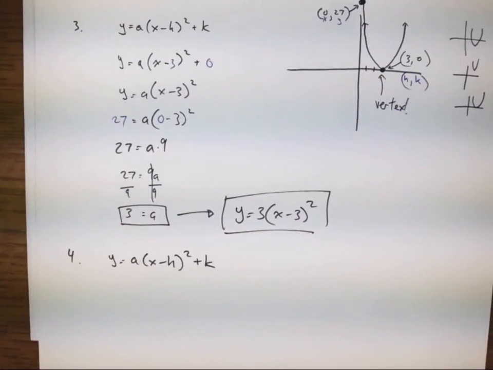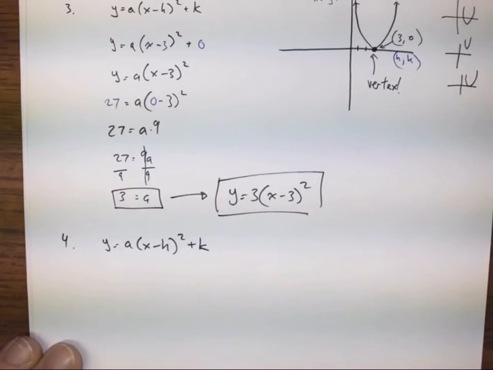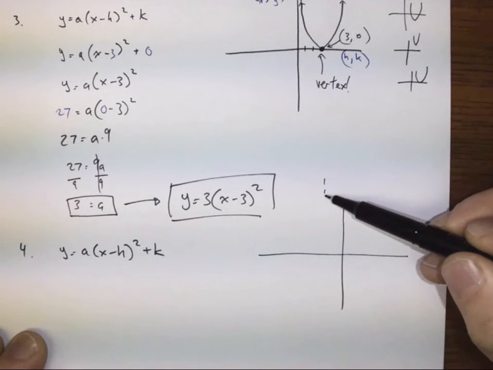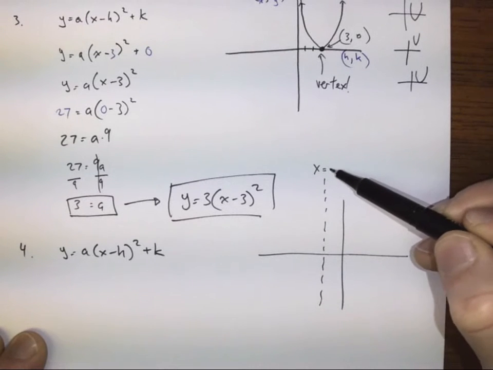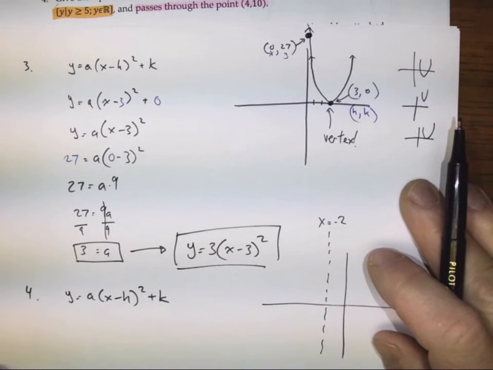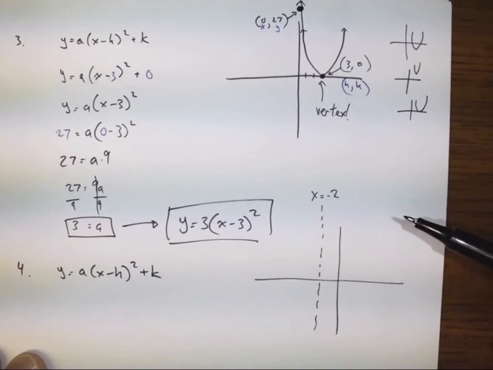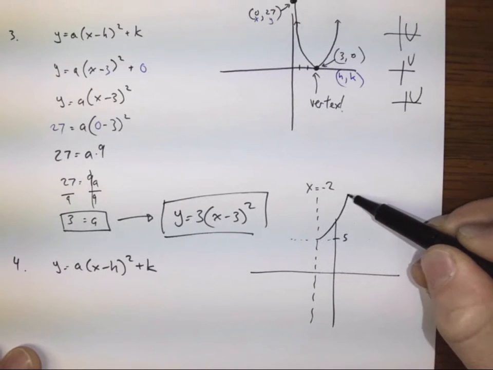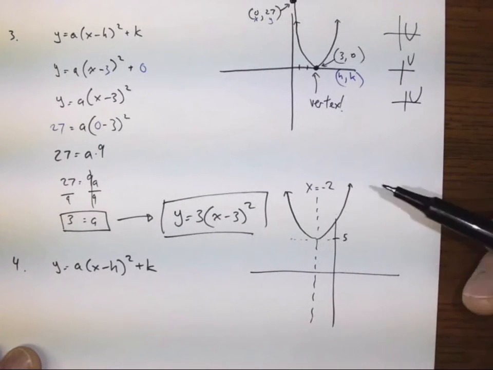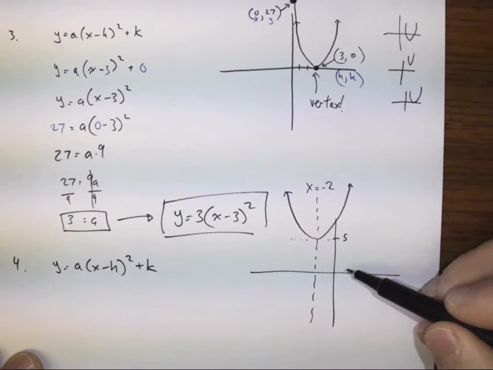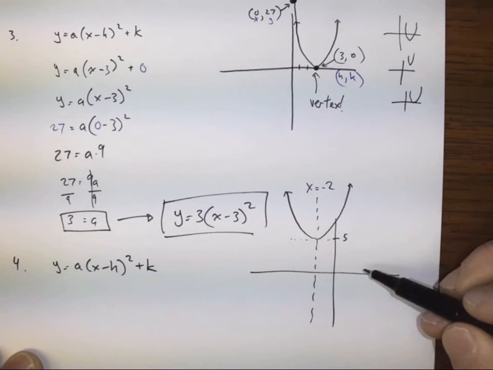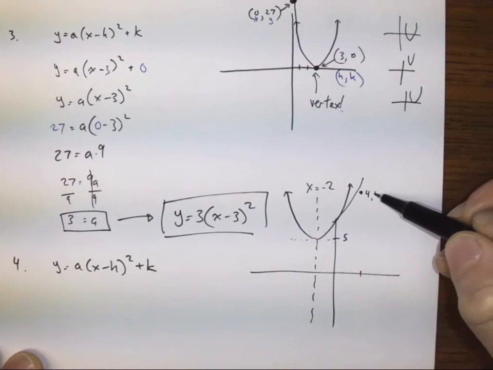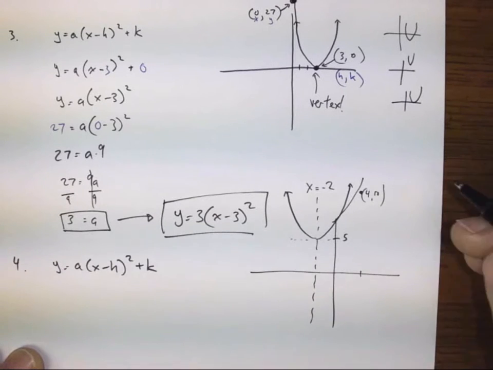So let's try this question out. All right, so again, maybe I'll get a little sketch going. So I know it's got an axis of symmetry at x equals negative 2. It has a range of y is bigger than or equal to 5, meaning when y is 5, that's the smallest value. So I know that. I also know it passes through the point (-4, 10). So that's a point that this passes through.